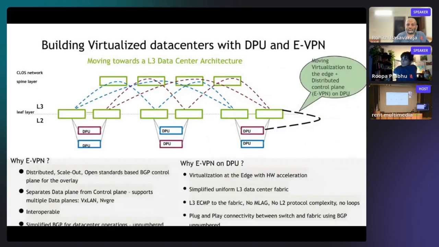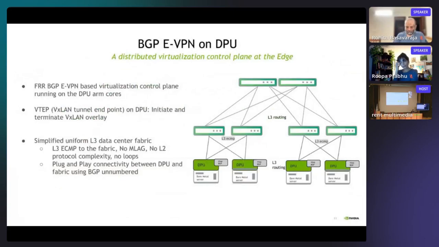Now, this is a repeat of the previous picture, which I started with. In this talk, we're talking about moving that EVPN implementation, both control and data path, to the DPU. So what does this change, right? It moves your layer 2, layer 3 boundary to the DPU, making your leaf layer or the switches completely layer 3. So you've simplified your network. You don't necessarily need redundancy protocols like MLAG between switches. It can literally be L3 ECMP from the DPU or from the host. DPU is an extension of the host. So that's what we tried to do, and we're talking about it in this talk here.